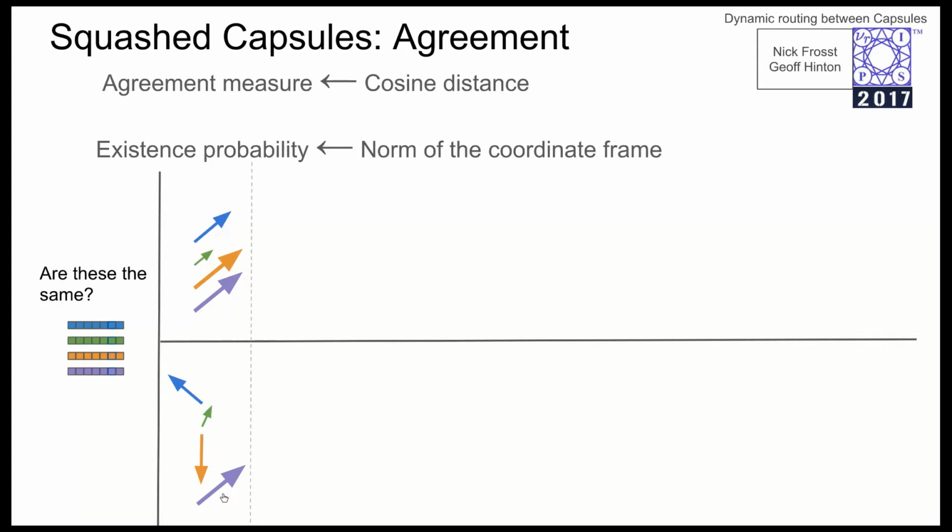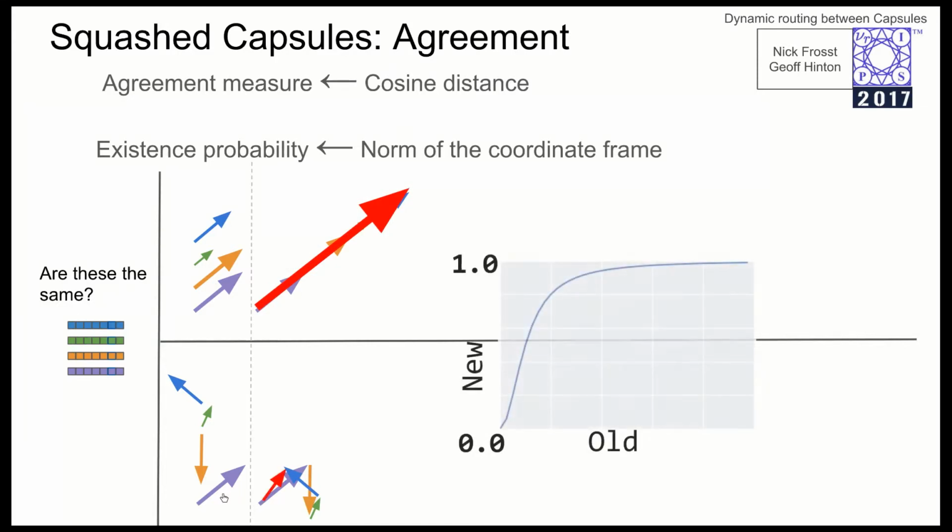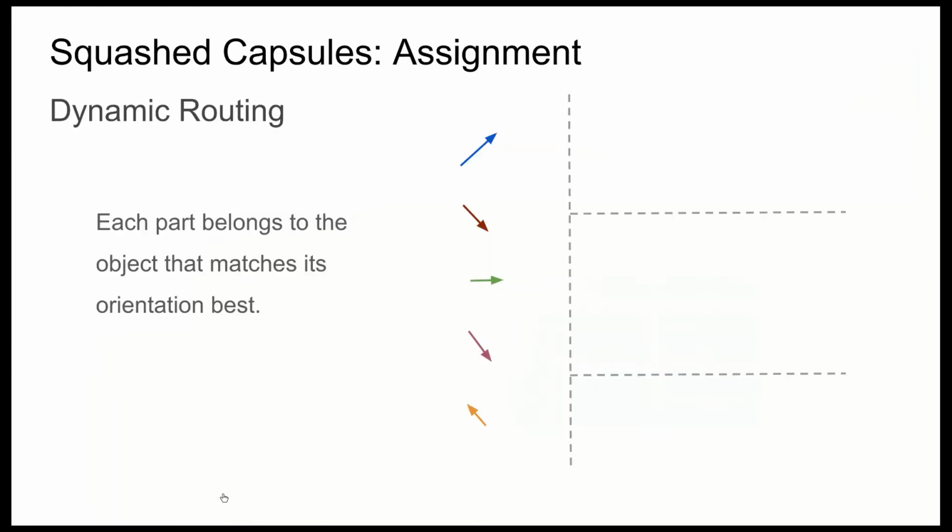What does the sum of these vectors look like? The length of the summed vector will be large if their orientations agree. To keep the lengths as proper probabilities, we renormalize the norm and squash them below 1. So summing the predictions and squashing gives the next capsule with an agreed orientation and a length below 1. Now that we are done with the agreement, we can refine it with some assignments.